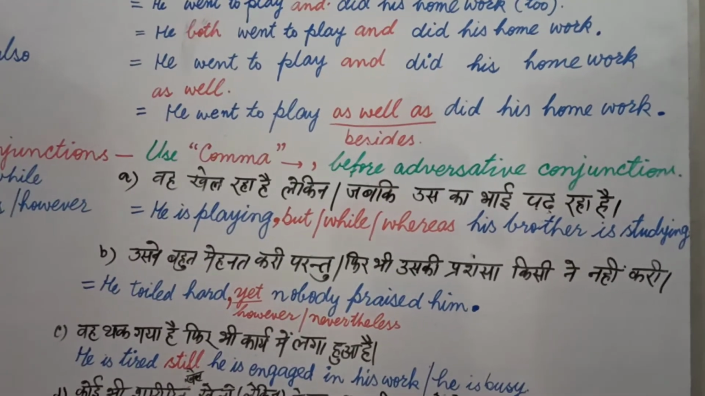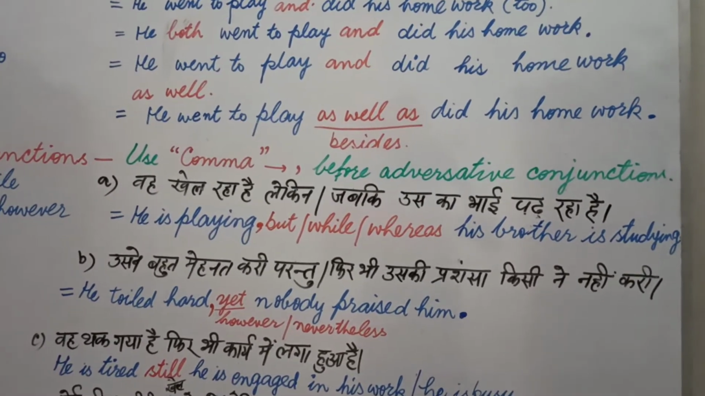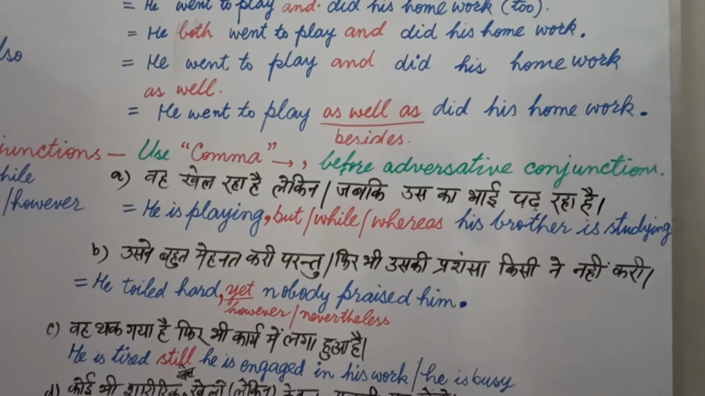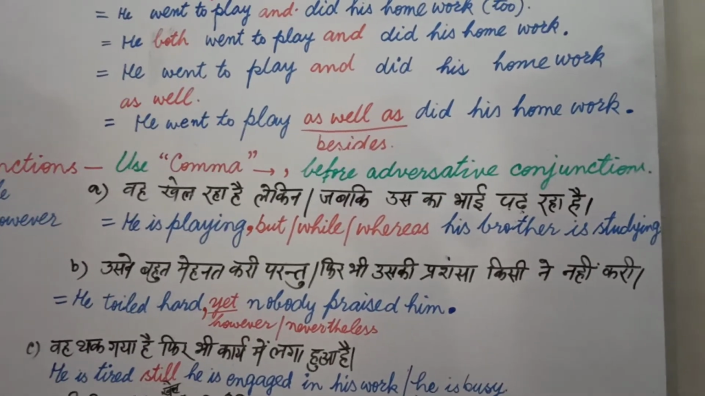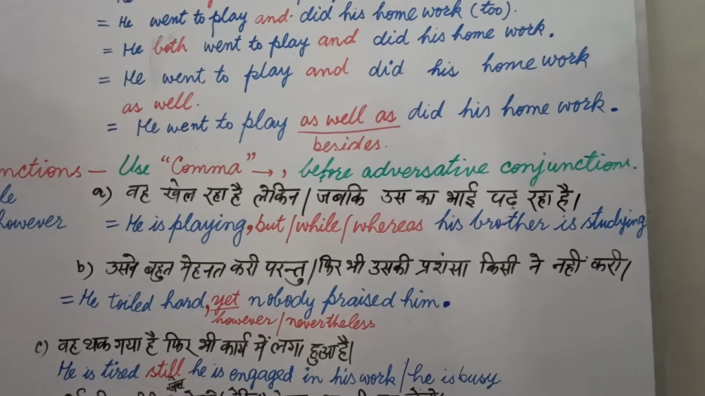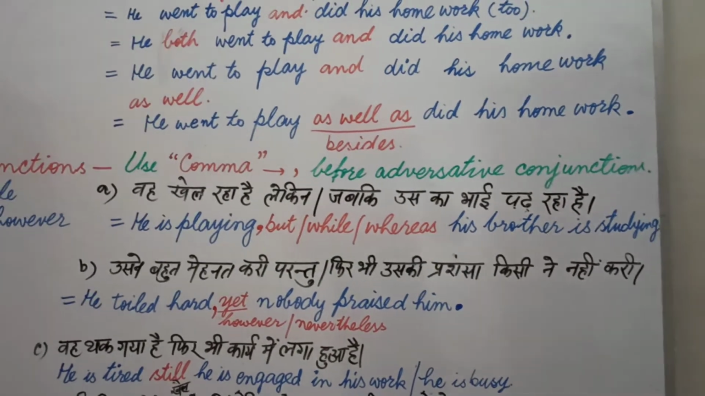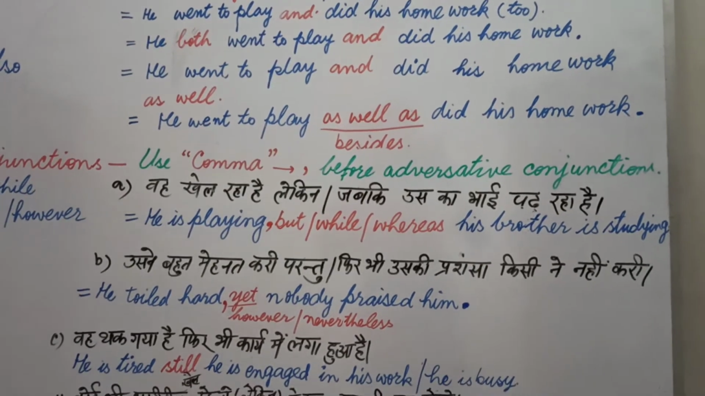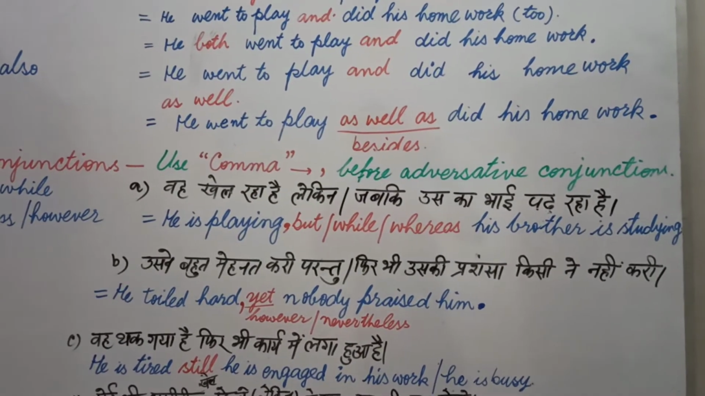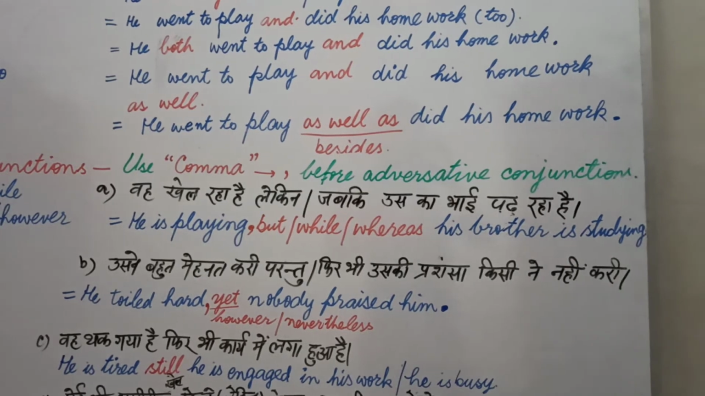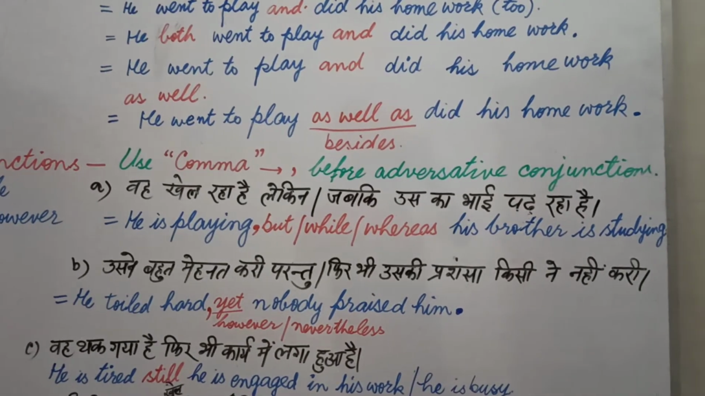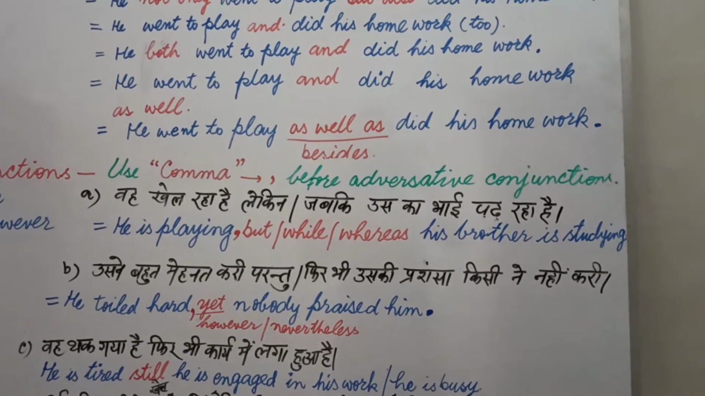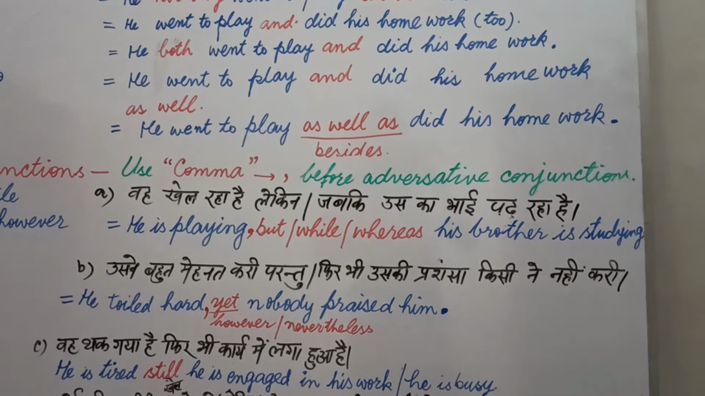Sometimes you see we don't find any comma before them, but if you have any question in punctuation, then we have to put a comma before these adversative conjunctions. Adversative means which creates opposition and contrast. वह खेल रहा है लेकिन, या you can say जबकि उसका भाई पढ़ रहा है.